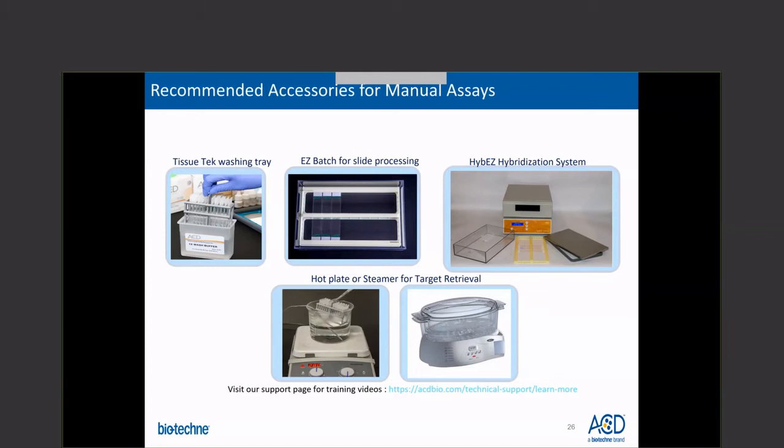In the bottom row are two methods for carrying out the heat-mediated target retrieval step required for some sample types, such as FFPE and fixed frozen. Our website has training videos on the different steps of the manual assay, which is a great visual guide to assist with running the RNAscope and BaseScope manual assays.